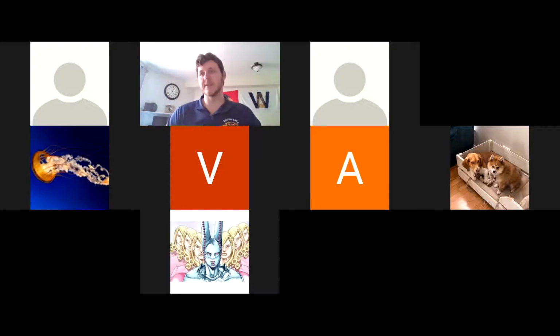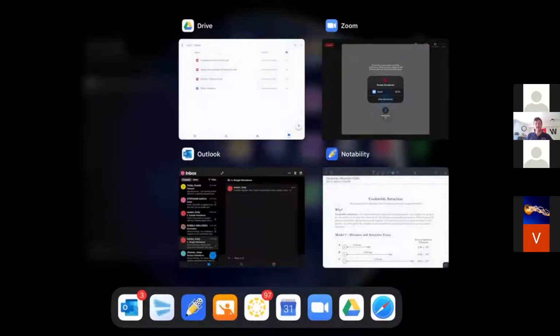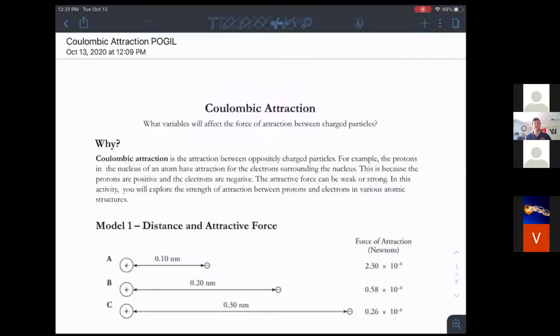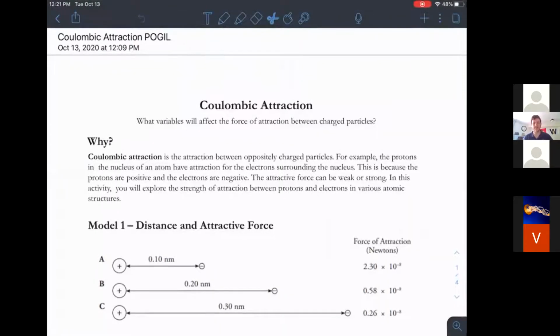All right, ladies and gentlemen, so today what we're going to be working on is Coulombic attraction. This is something new that we're starting with our new unit today. Before we get started, it says that Coulombic attraction is the attraction between oppositely charged particles. For example, the protons in the nucleus of the atom have an attraction for the electrons surrounding the nucleus. This is because the protons are positive and electrons are negative.